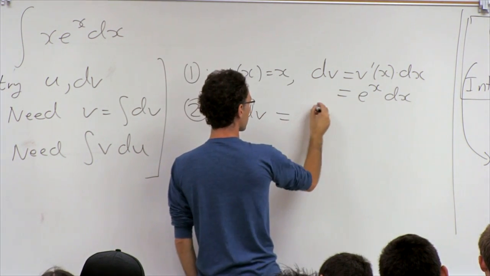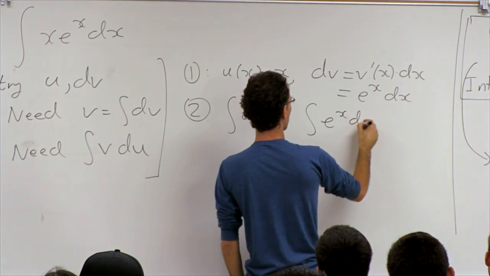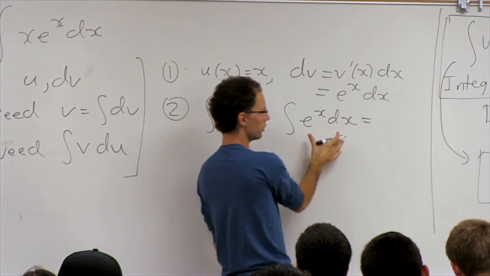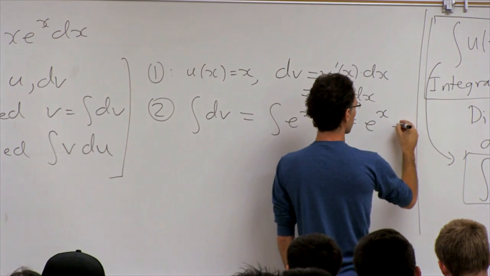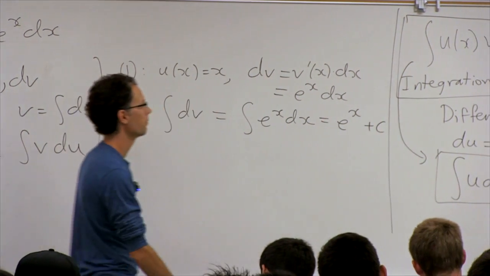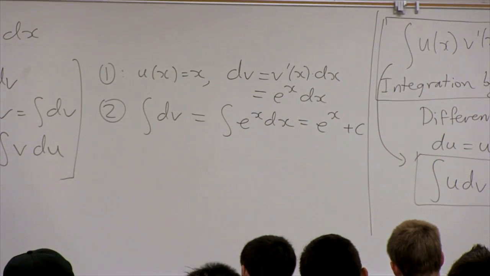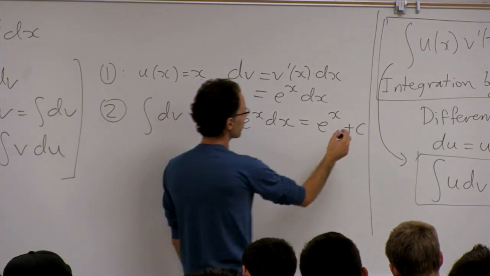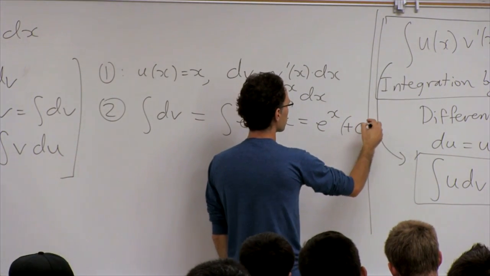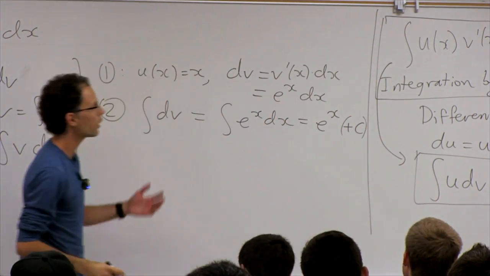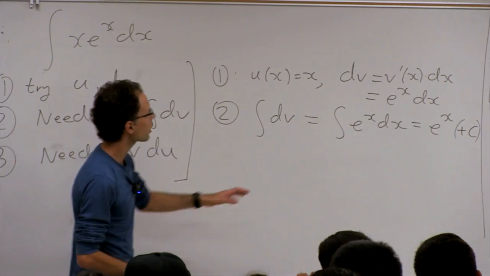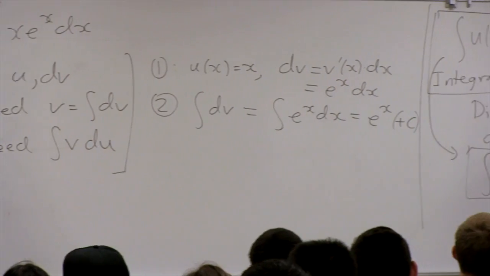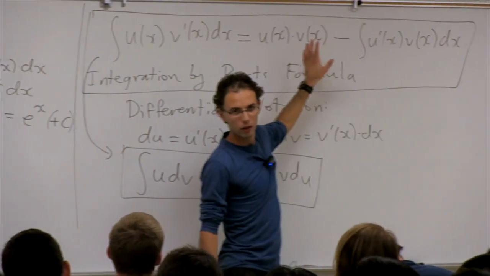and that would give us the integral of e to the x dx, and that's just, of course, e to the x, plus some constant. Right? And let me just note here that I'm going to put this plus c in parentheses, because no matter what constant you choose, remember the whole family of different antiderivatives, in this formula, it'll get subtracted out.